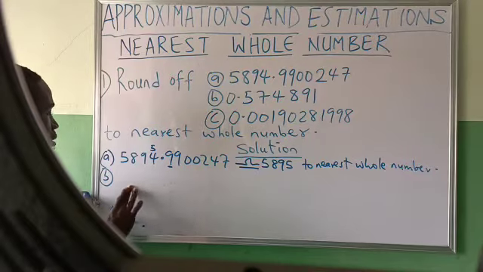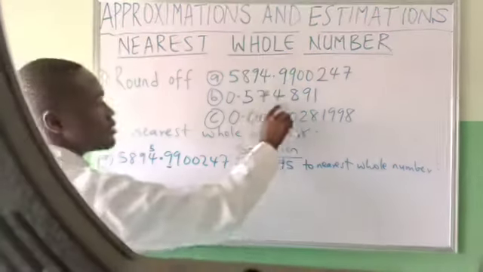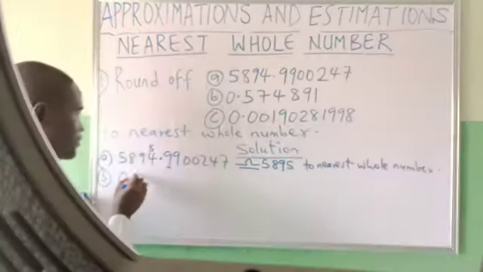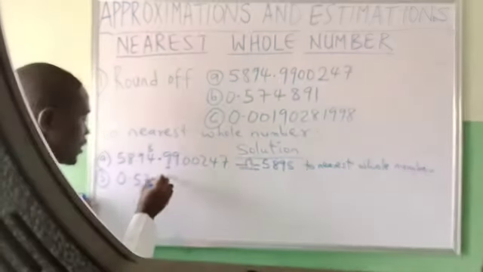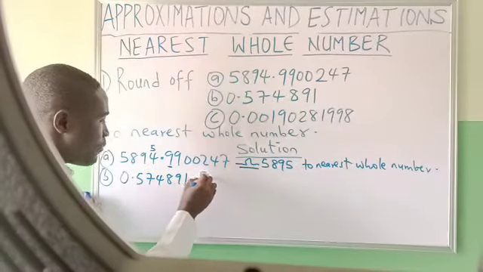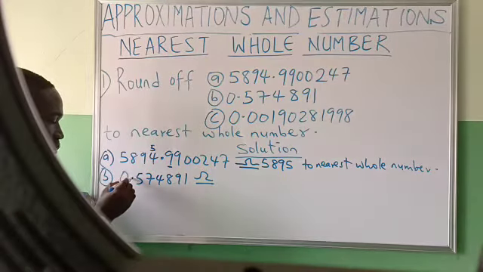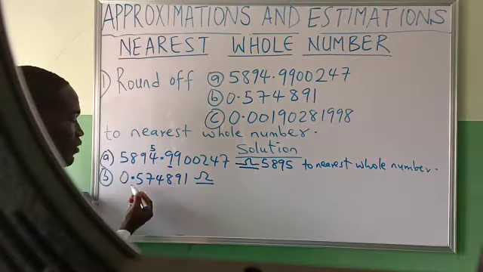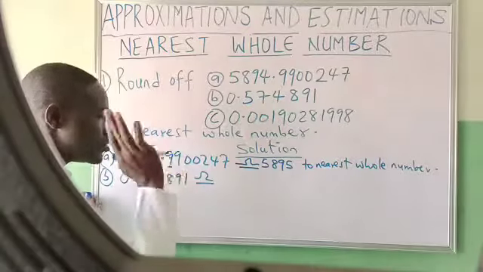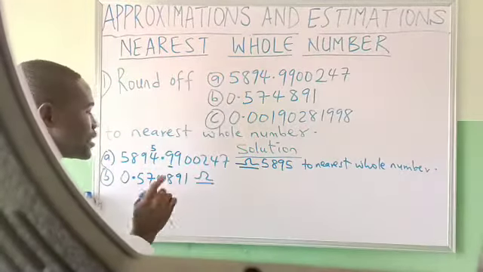Now for question number B, I will write 0.574891. I'll put my sign. I will now say, does it have a visible decimal point? Yes. Does it have numbers after the decimal point? Yes. So I can do the approximation to the nearest whole number.